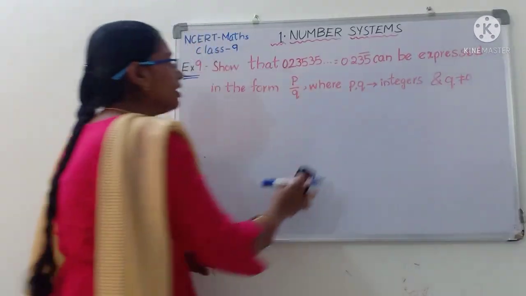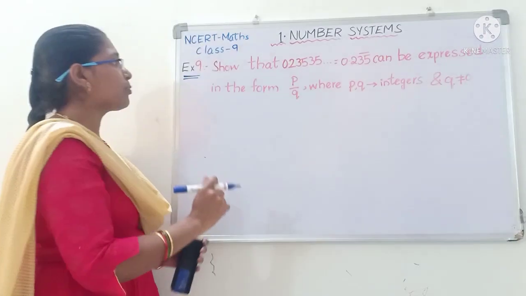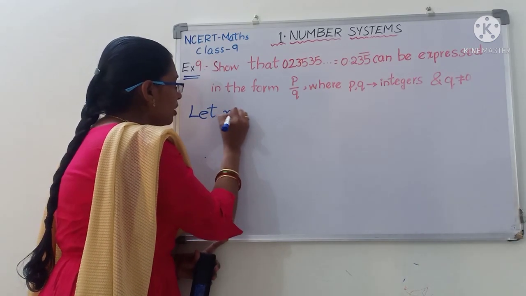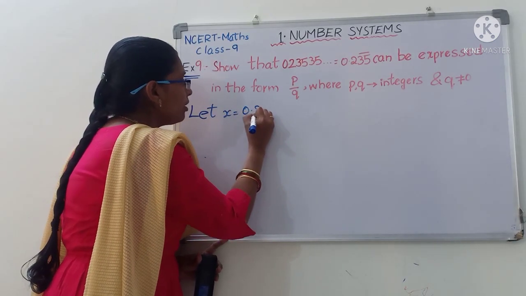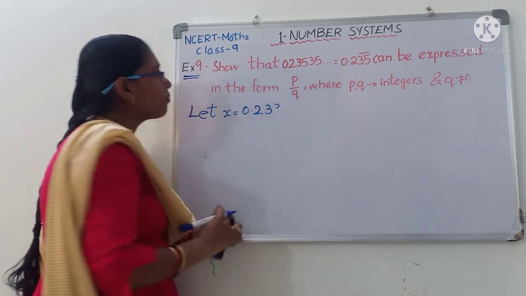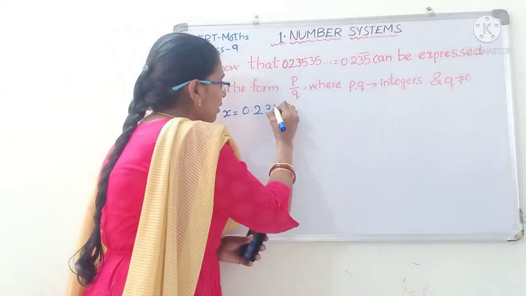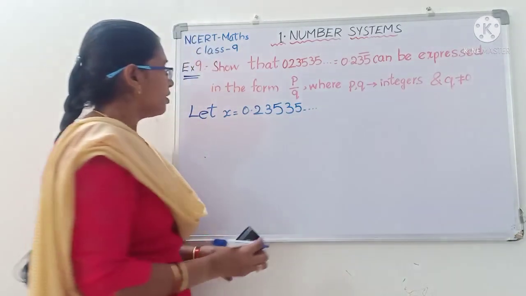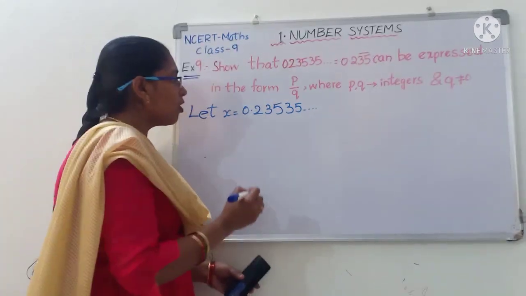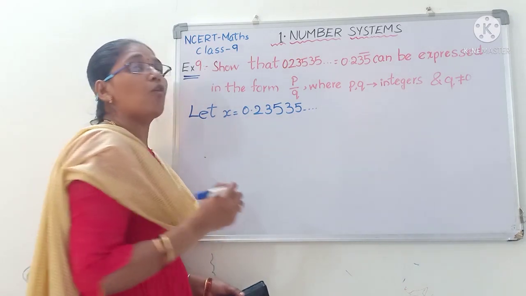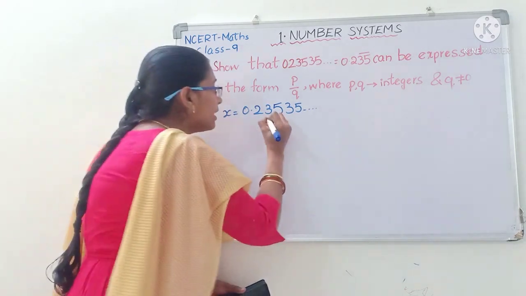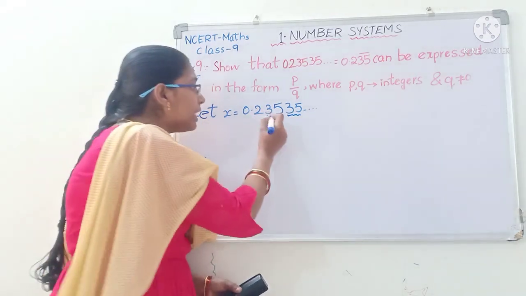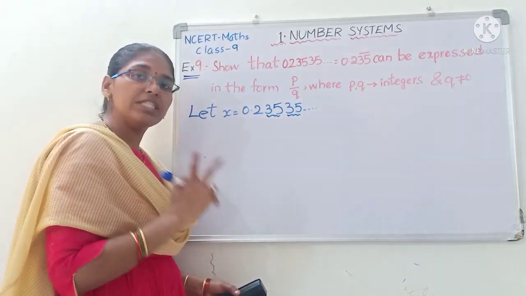Children, what to do, children? Yes, it is same as the previous problem. So first step, let x is equal to 0.23535 and so on, children. So children, observe. After decimal point, what are the digits repeating? Digits 3, 5 are repeating. 2 is not repeating. Only digits 3, 5 are repeating. That is 2 digits are repeating.